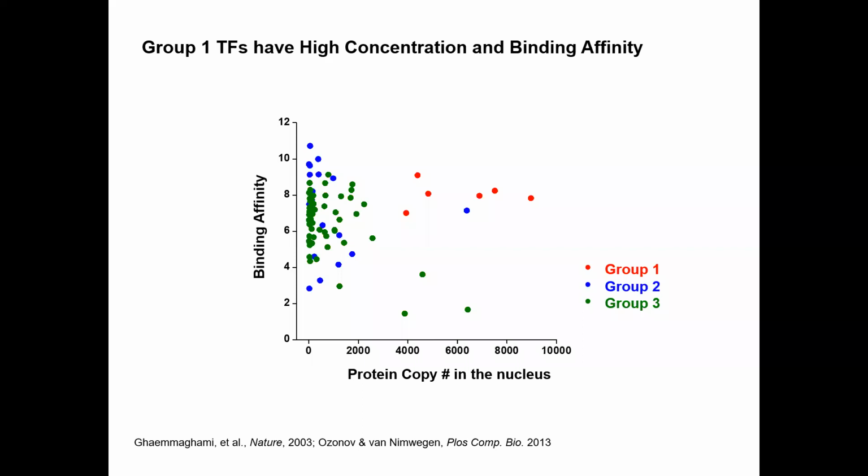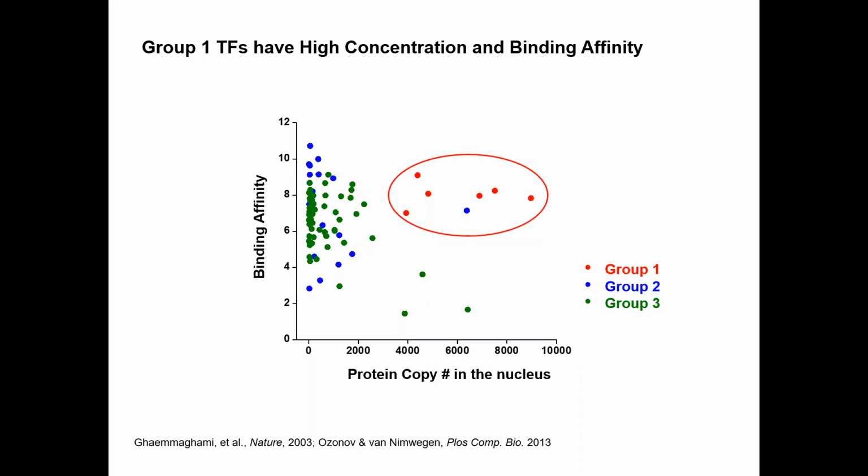In this plot, every single dot here is a transcription factor. The x-axis is the protein copy number, basically the concentration of these factors. The y-axis is the binding affinity of these factors to DNA. So you can see that group 1 factors really stand out as factors that are very highly concentrated and bind to DNA very strongly. That points to a very physical picture, indicating that these factors, just through mass action, physically compete with histones for the same DNA.